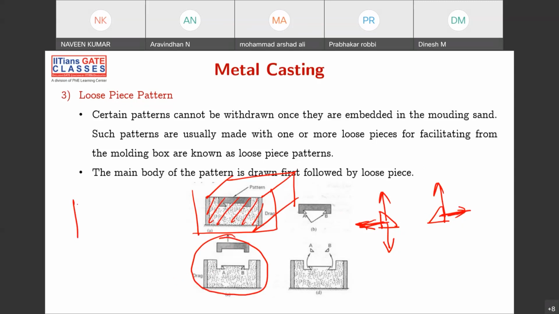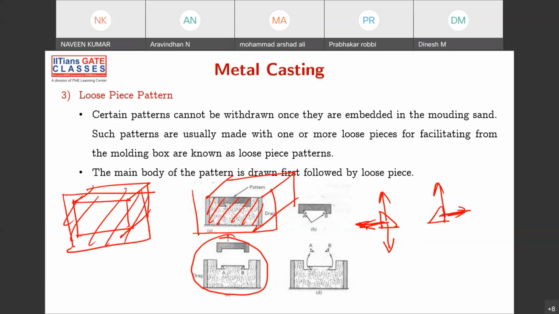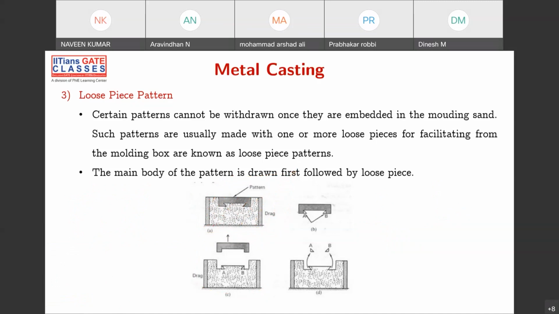Your molding box is like this. Okay, now I got your point. Some cross-sectional view we are taking. That cross-section is this. It's not a front face or whatever, this is the front view. Okay, cross-sectional view. If you have loose pieces like this, you have to first pull this side, then go up, and pull this side and then go up, like this. You have to pull like that. Okay, fine. So this is the loose piece pattern.